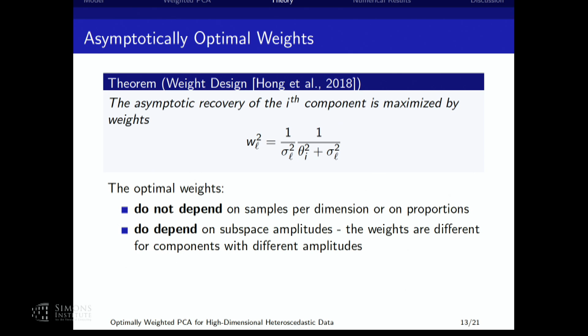So if you knew theta 1, you would use that to recover the first component, and then you'd have to use different weights to recover the second component, and so on. But what is very interesting is this expression does not depend in any way on the samples per dimension or other things besides the noise variance and the signal amplitude. So that seemed like an interesting conclusion to us.